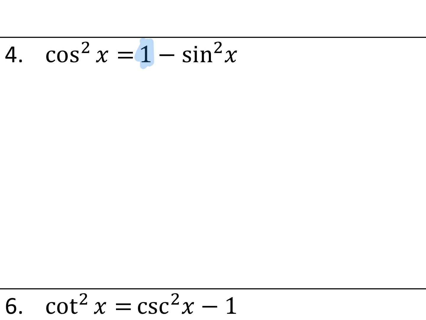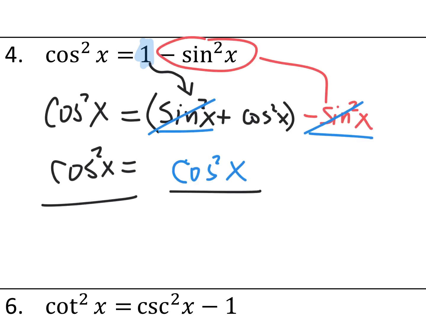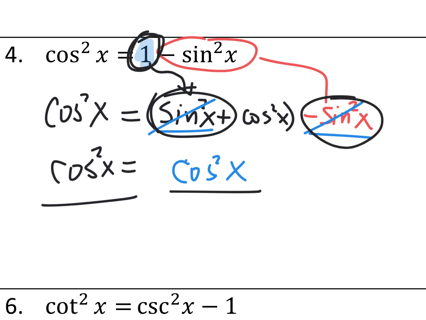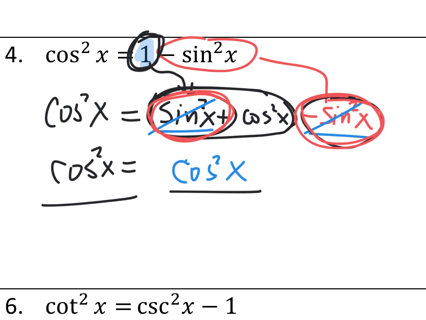How do I know it worked? Because I got the exact same thing here and here. And each of these steps was a legal thing to do. You're either canceling something or you're replacing something. Like when I replaced the 1 with sine squared plus cosine squared, all of that made sense because it was right on the sheet. And then this sine squared canceled the negative sine squared. All right.